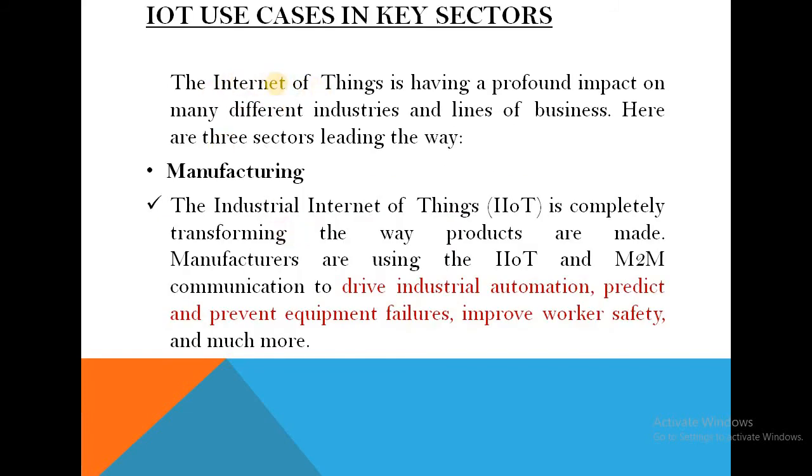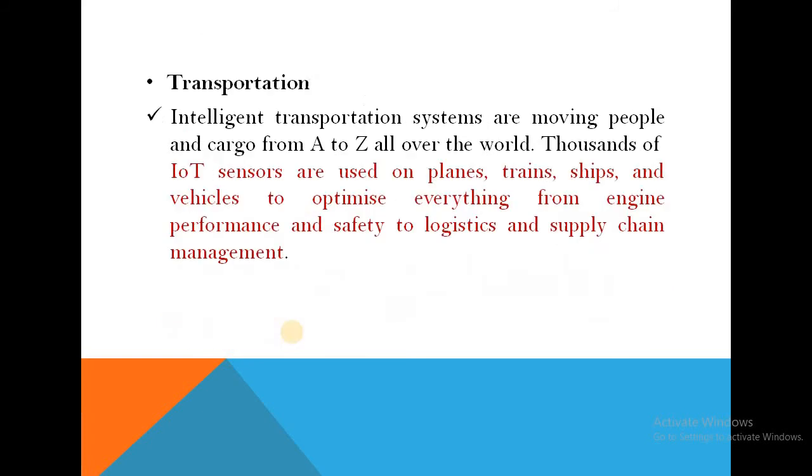Now, what are the use cases in key sectors? Let's talk about some use cases in key sectors. Starting with manufacturing: the industrial internet of things we had just talked about. IIoT is completely transforming the way products are manufactured. Now they are using M2M technology, that is machine-to-machine technology. They drive industrial automation, predict and prevent equipment failures, improve workers' safety, and much more in terms of manufacturing.